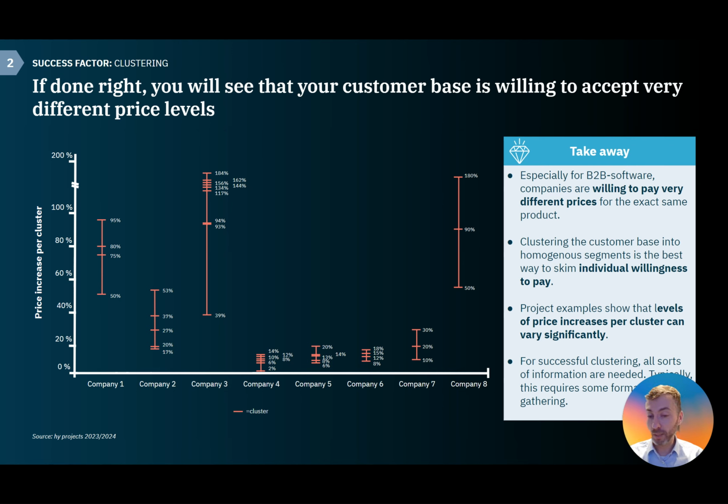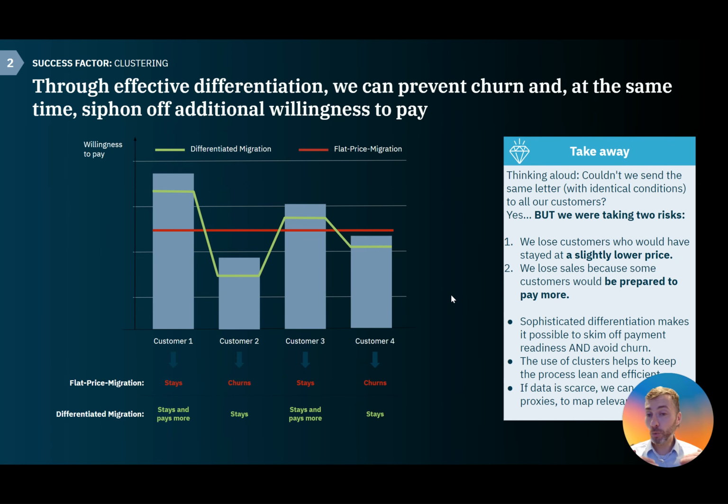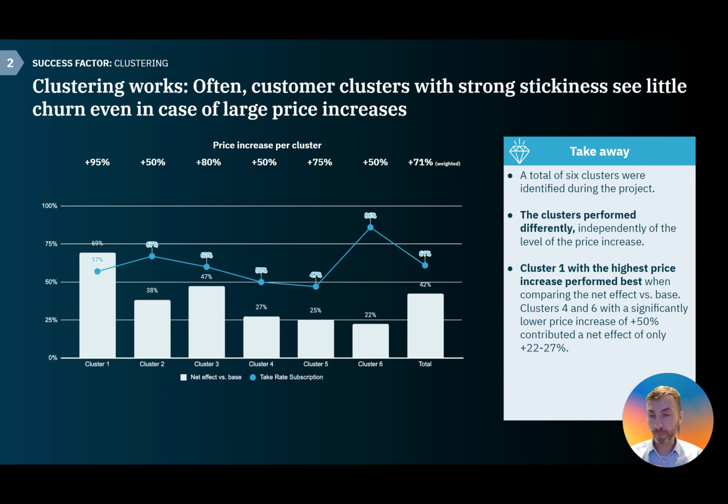So here, if we take out again company, our client number 3, some of the clients get a price increase of 39% only, while others get almost 200% price increase. So we are doing a differentiated price migration. Not everybody will get the same price or same price increase, but we are looking very diligently at where we can go for each customer to ensure that they stay customers after this migration to the subscription model.